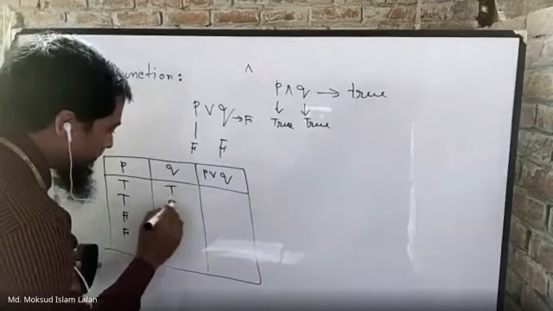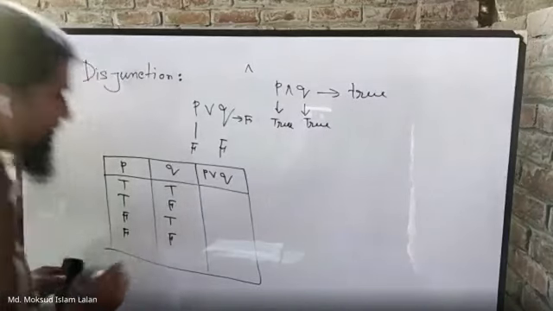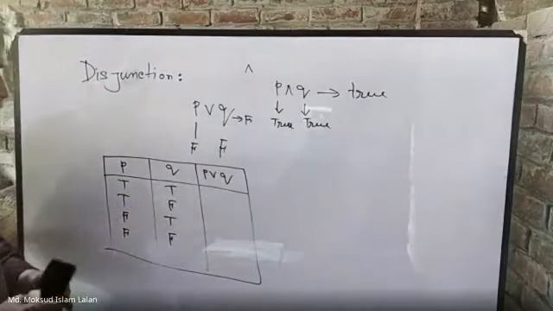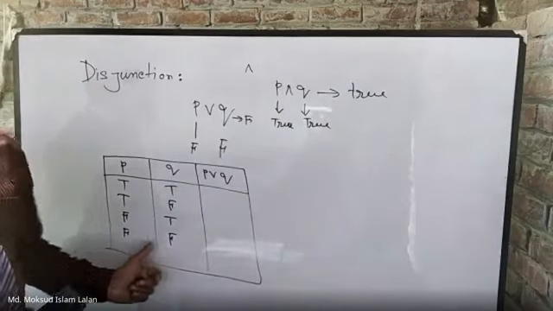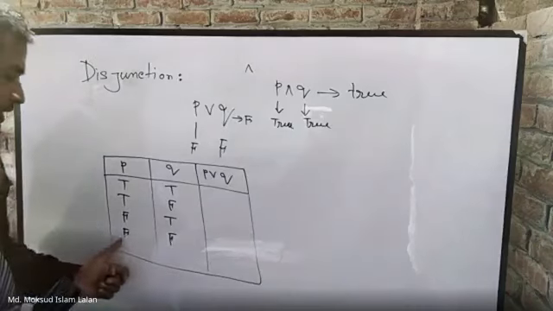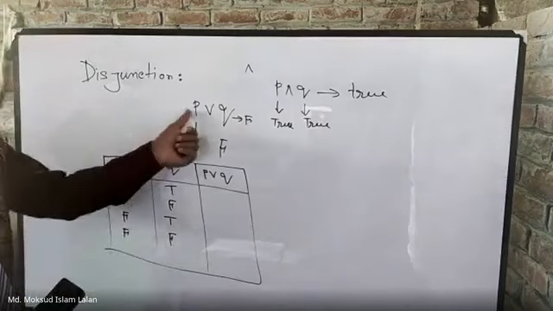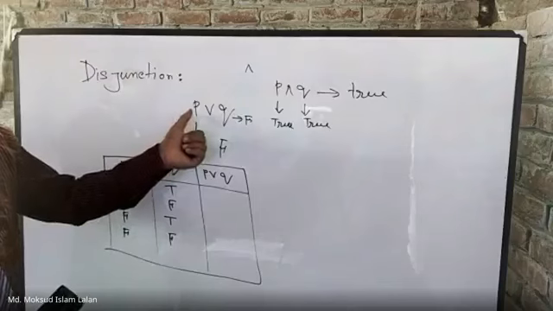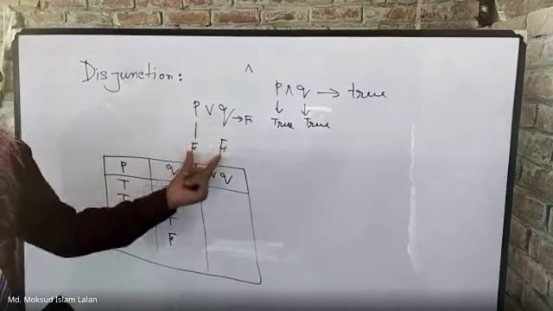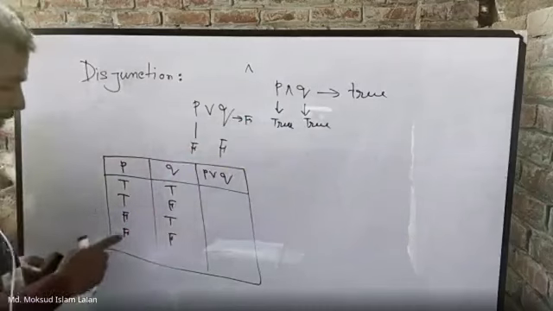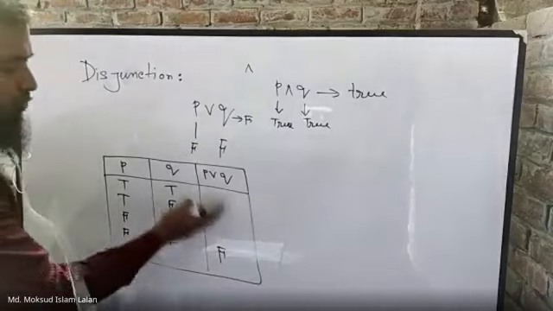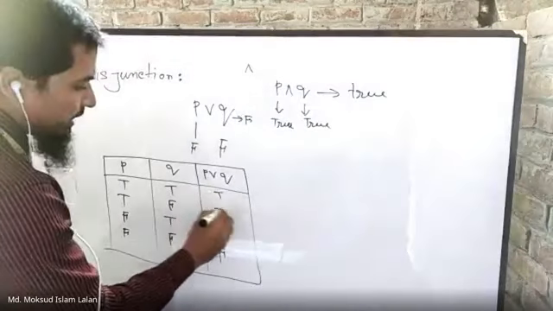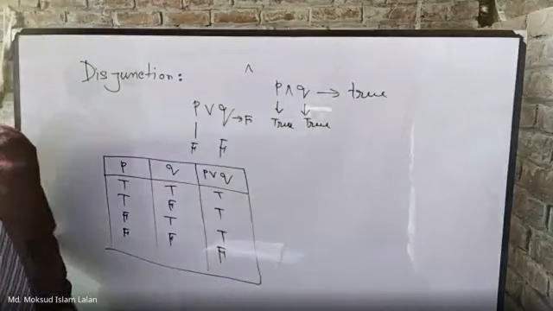So T T F F, T F T F. Now the disjunction: only the last row satisfies the condition that P and Q are both false. According to the definition, we write false there, and the rest are otherwise true, so we write T T T. Do you understand? Yes, sir.